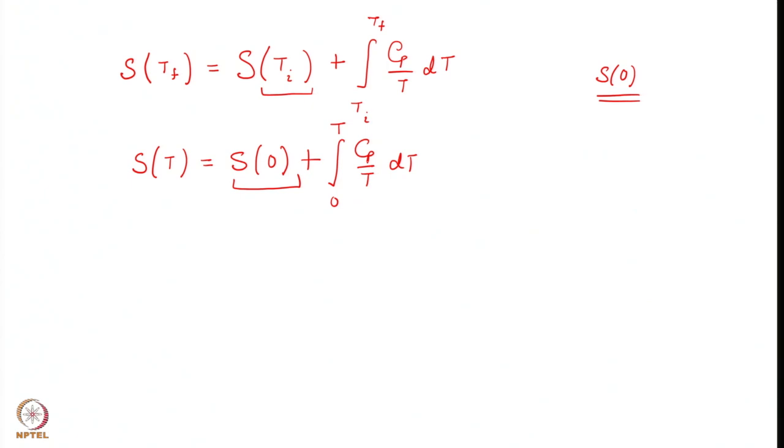This is something which you have studied in classical thermodynamics. Calorimeters are required to measure heat capacities. And once we know the temperature dependent heat capacity, we can easily get the value of the entropy at any temperature T. But this expression that I wrote may not always be true if there is a phase transition.